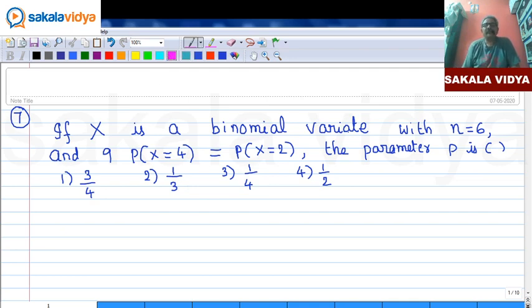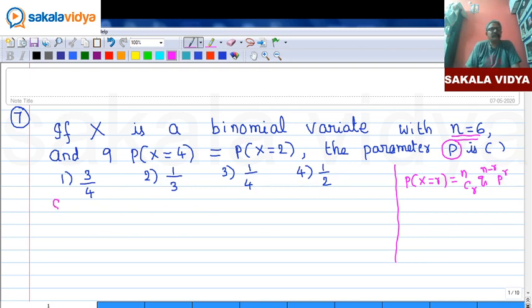So x is a binomial variate, n is equal to 6, 9 into p of x is equal to 4 is equal to p of x is equal to 2, then parameter p you need to evaluate. That means first of all let us recall the formula. Probability of x is equal to r successes is nCr q power n minus r and p power r.